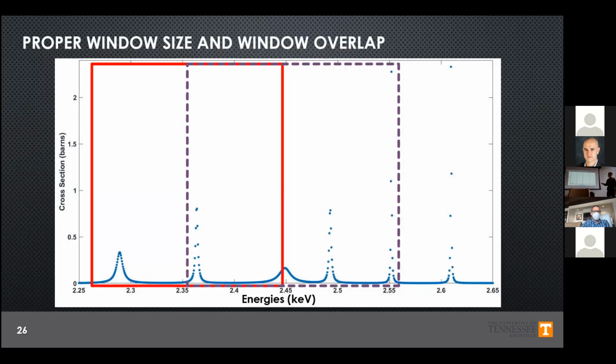This is a nice visual to show you what that actually looks like. The left window is here in red, and the purple dashed window is here on the right. You can see this resonance right here in the middle, in this overlapping region, is getting seen by both windows, and any interactions to the right are captured by the purple window, and any interactions to the left are captured by that red window. The red window and the purple window would be solved independently, and then in the next step, we're going to force those solutions to agree in that overlapping region.